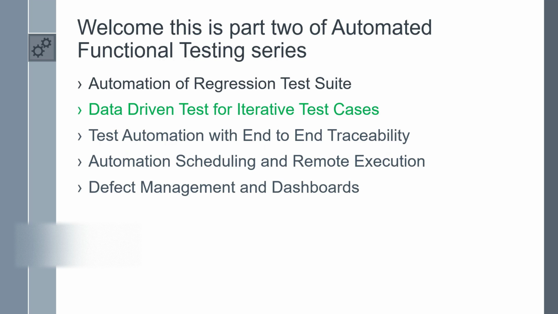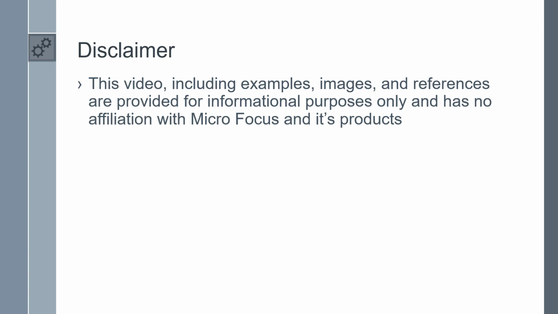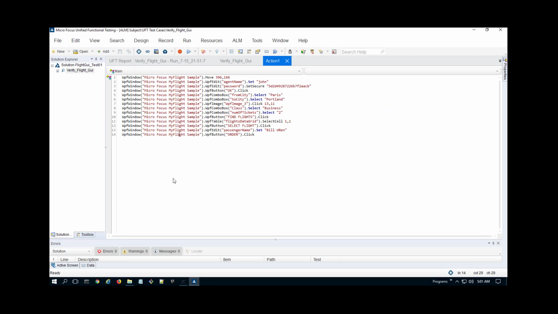Welcome to part 2 of a 5-part series on automated functional testing cases. Now we're going to discuss data-driven tests for iterative test cases. In this part 2, what I would like to do is parameterize the data provided to the test, so we have the capability of running different permutations on a given test. So how do we do that?